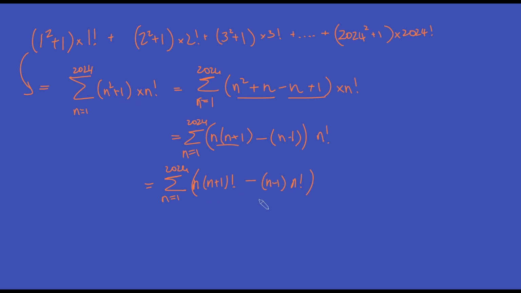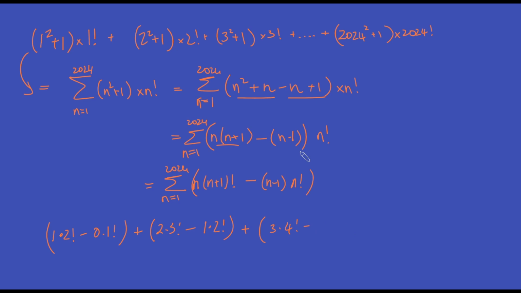But it turns out that this makes this a telescoping sum. So let's write out the first few terms and hopefully we'll spot this. If we sub in n is 1, we get 1 times 2 factorial minus 0 times 1 factorial. What about if we sub in the next n value? If n is 2, we get 2 times 3 factorial minus 1 times 2 factorial.